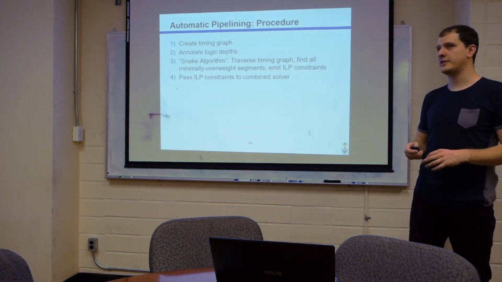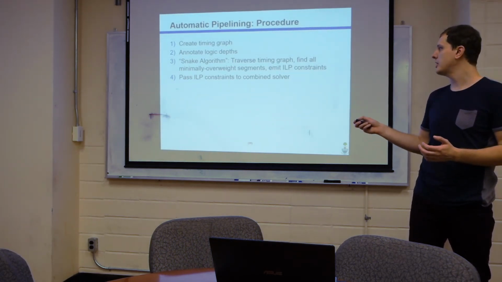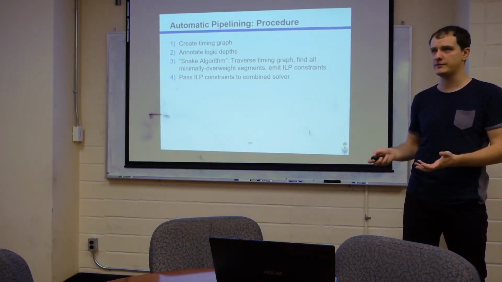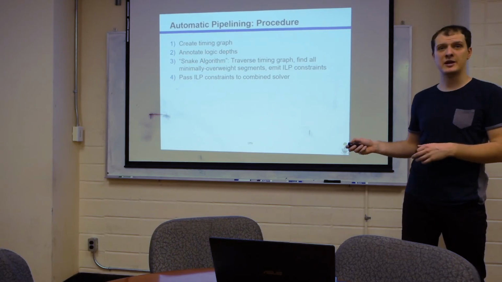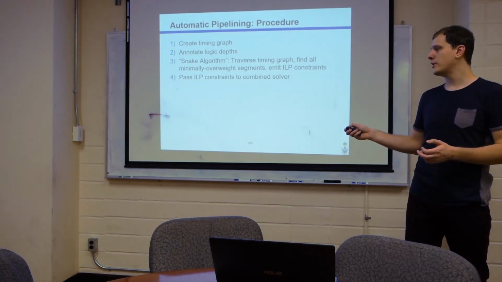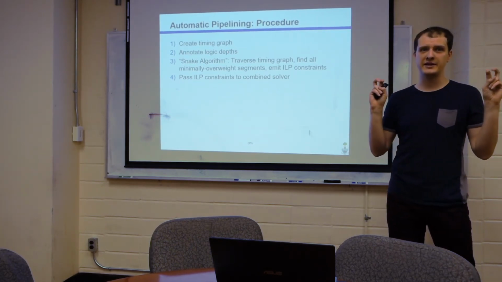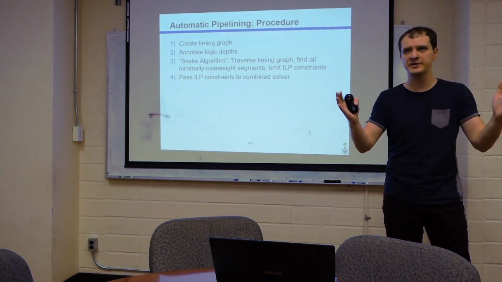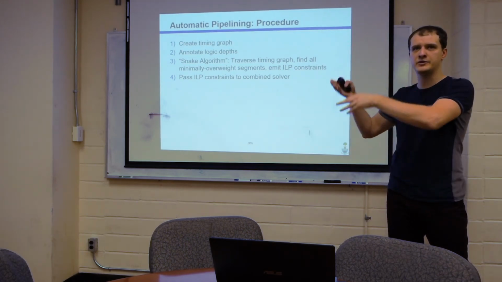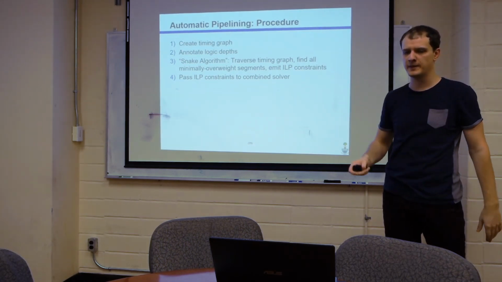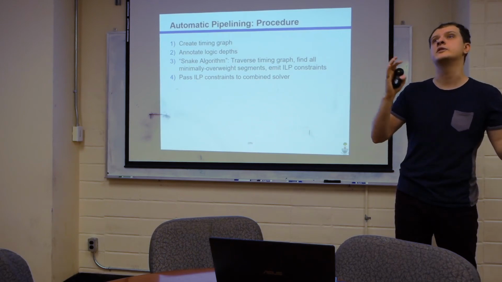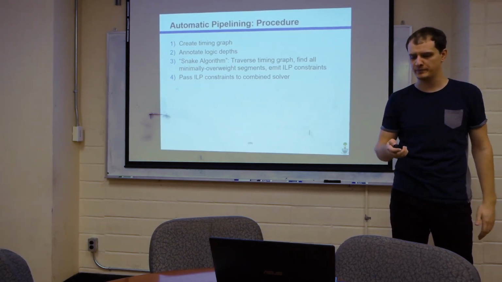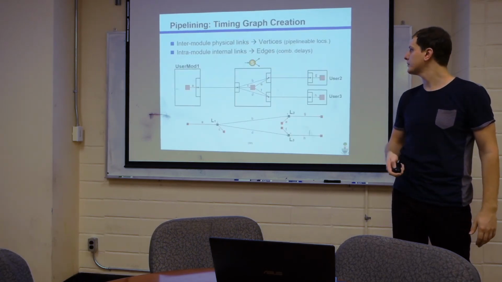So the approach to be used then, maybe based on this idea, is we're going to take our interconnect, like the physical netlist that we have so far, and create a timing graph from it. We're going to annotate logic depths on this timing graph. We're going to run this algorithm I created called a snake algorithm that does the traversal of the timing graph to find these minimally overweight segments, and for each one, dump an ILP constraint to cause a register to be inserted along it. And then those ILP constraints, just like with synchronization constraints, will all pass to a combined solver at the end to solve both problems together. So we'll go through these steps in order.